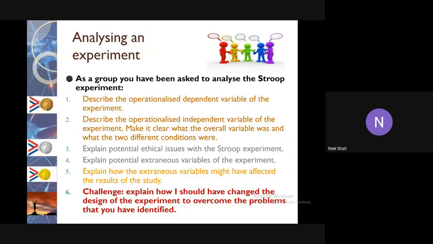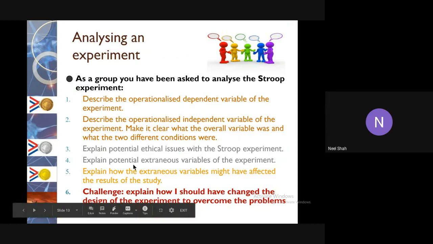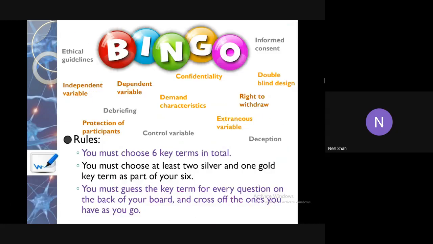But the Stroop test itself, if you do this, I want you to have a look through and think about the same thing. What is the dependent variable in the Stroop test? What is the operationalized independent variable there? Are there any ethical issues with it? Are there any extraneous variables? And how would you have changed the design of the experiment to overcome the problems? Okay, so make sure you go through that as well.